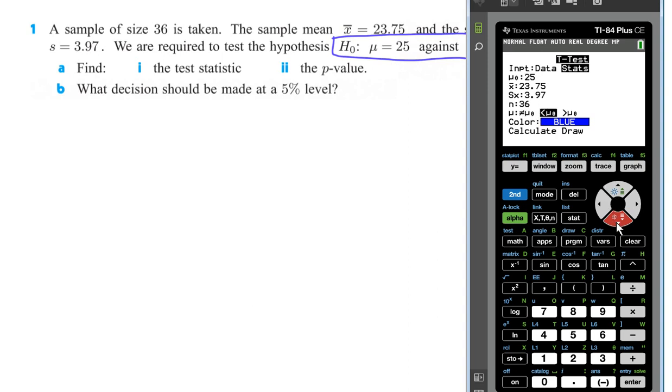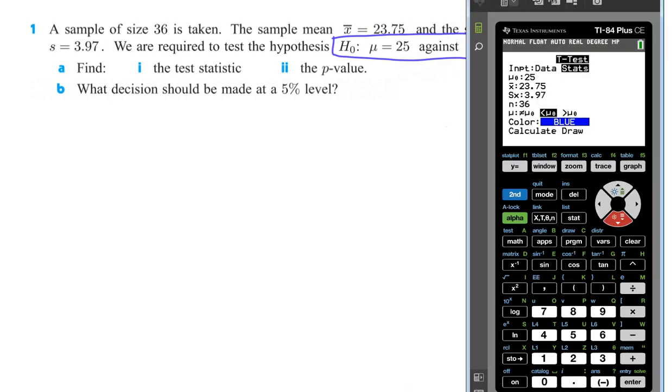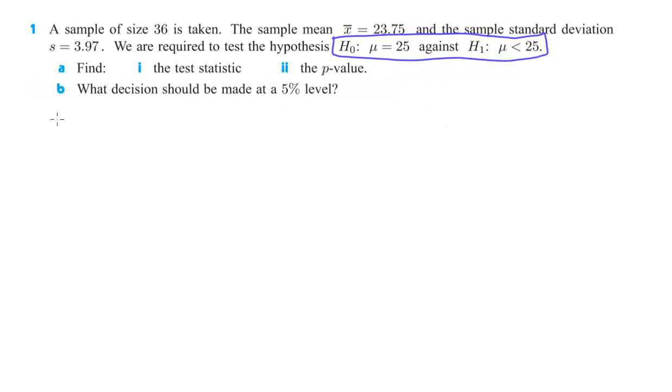Then what we want to do down here is figure out the probability of the mean being less than 25. So here's our μ0, that's going to be our 25. We want to figure out when it's going to be less than 25. So we go down to Calculate, and we get that our test statistic is negative 1.89 if we round that off. So for part A, negative 1.89 is our test statistic.